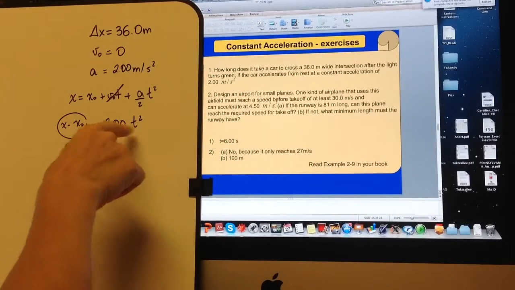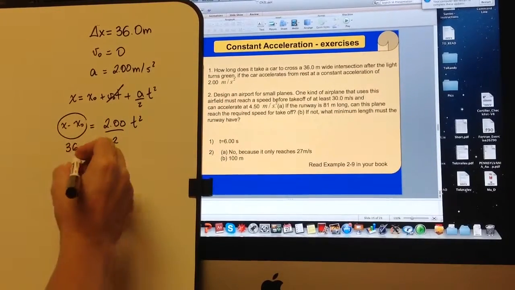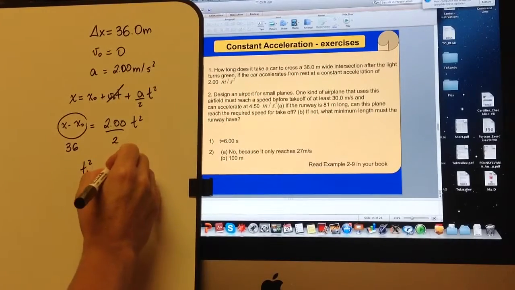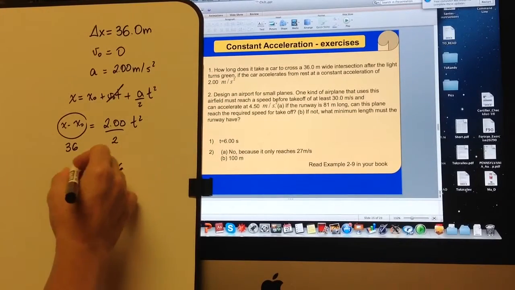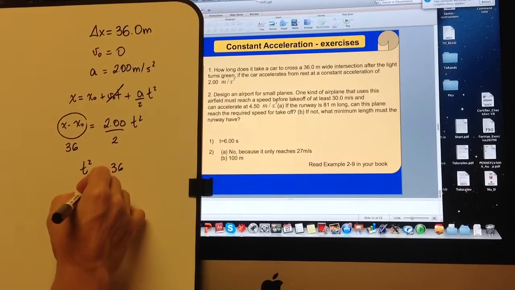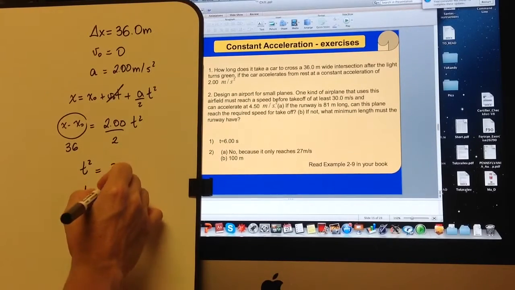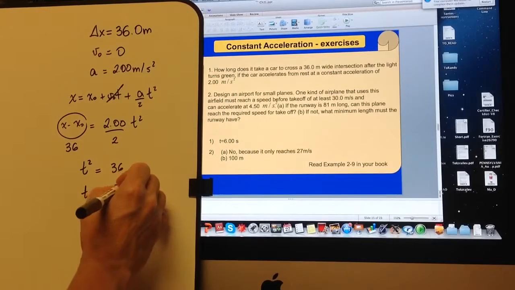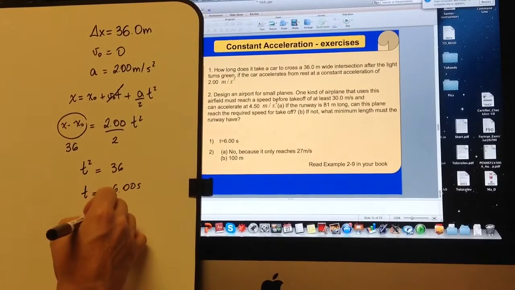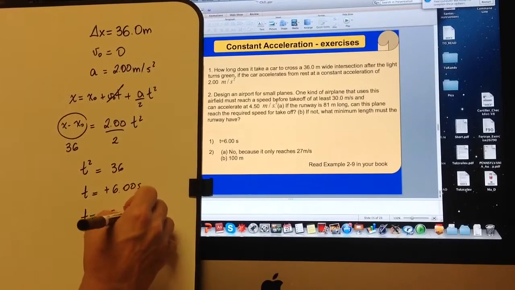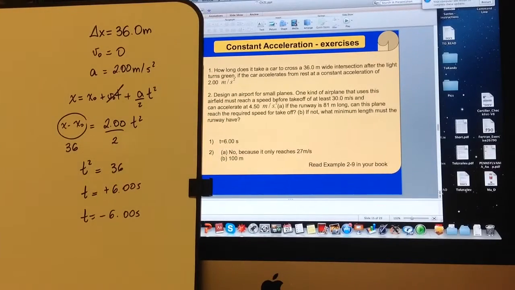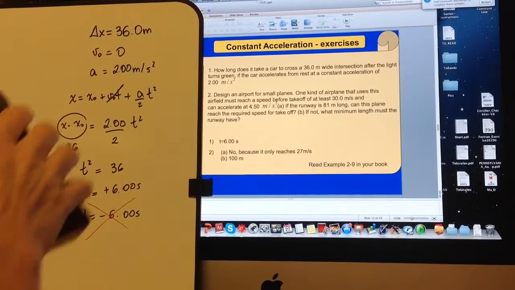So here I have t squared is equal to 36. Right? So we have to do the square root, and if you do the square root, you get t equal to plus 6 seconds, or you also get t equal to minus 6 seconds. Mathematically, both answers would be fine, but physically, no. Physically, the negative does not make sense. Time does not go backwards.